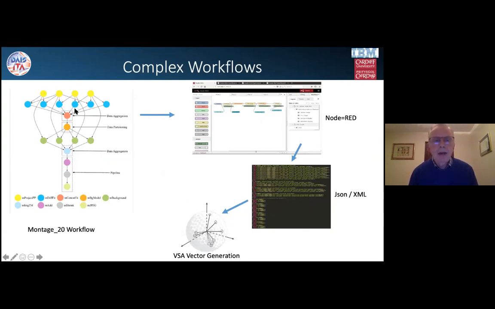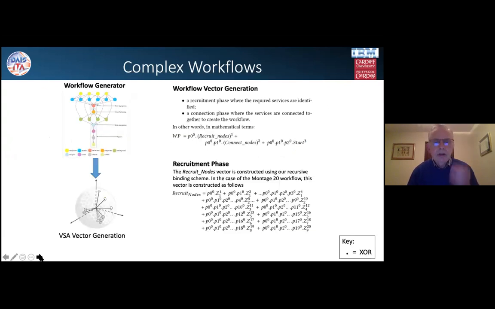We can represent this workflow in Node-RED. Node-RED produces for us a JSON or an XML representation of the services and the workflow. And we use our binding scheme to create these vectors that allow us to transmit a vector through our network and pass it between the services. And just to illustrate that, this is essentially what we're doing.